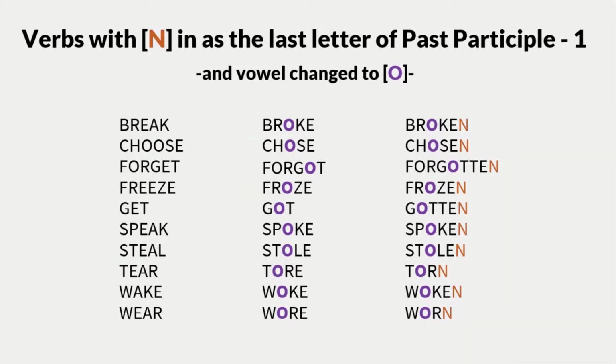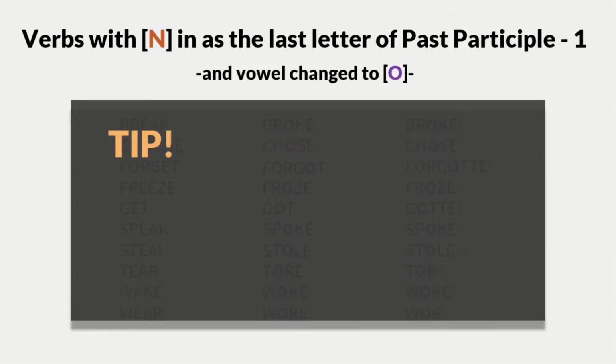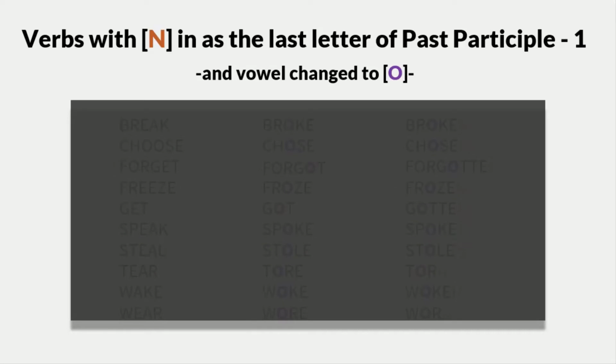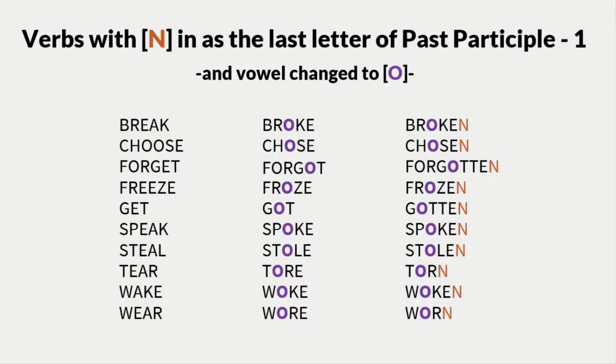Now we're going to drill these, and it's a good idea to add have to the past participle. This will get you in a good habit of using the present perfect properly. Not forgetting to add the auxiliary verb have is one of the most common mistakes people make when forming the present perfect. So let's drill these out.